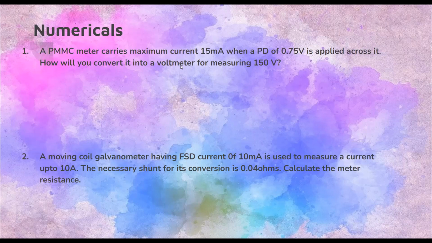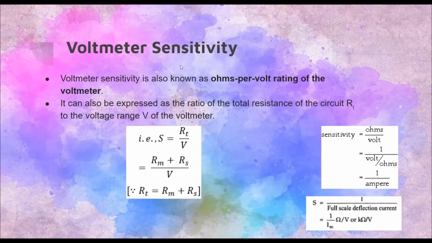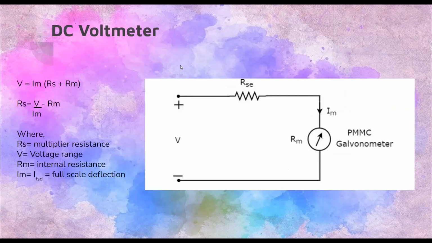वोल्टमीटर पे कन्वर्ट करना है तो वोल्टमीटर के लिए DC voltmeter का हम part निकालेंगे और देखेंगे फॉर्मूला क्या है. Okay, so this is the DC voltmeter. You have to remember this particular formula. Fine, कौन सा फॉर्मूला है? You have to remember Rs is equal to V upon Im minus Rm. Okay, Im को हम IFSD भी बोल सकते हैं. क्या बोल सकते हैं? IFSD. नहीं दिख रहा है but याद कर लो, IFSD. Okay, so Rs is equal to V upon IFSD minus Rm.